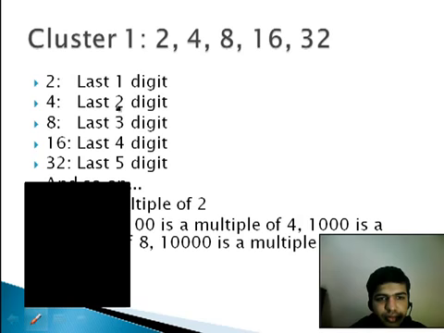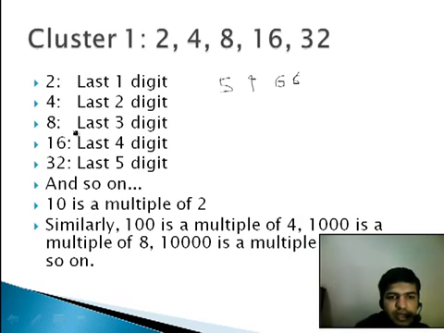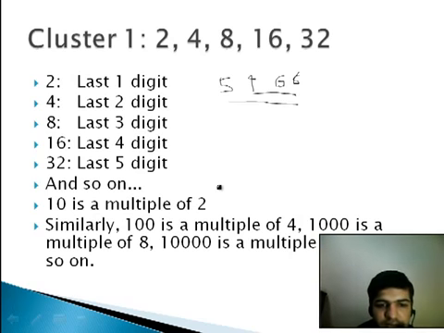Consider, over here, any big number, say 5468. We take only the last 2 digits, and if the last 2 digits, that is 68, are divisible by 4, then we say the entire number is divisible by 4. And in the case of divisibility by 8, we take the last 3 digits, and in the case of 16, we take the last 4 digits of the number, and 5 digits for 32, and so on. But now we need to understand why this happens.